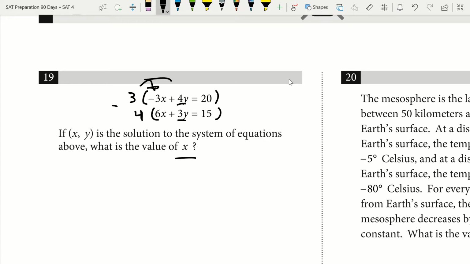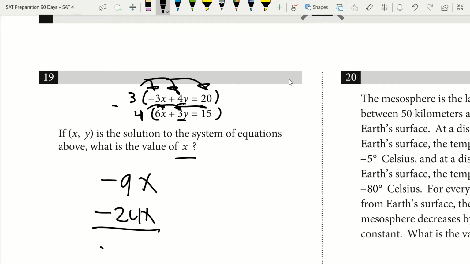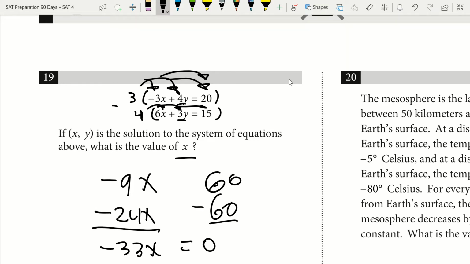Okay, so I go ahead and distribute my 3 to all these numbers, distribute my 4 to all these numbers. I'm going to have 12y minus 12y, y is going to cancel. I'll have 3 times negative 3x, that leaves me with negative 9x. Then I'll have that minus 4 times 6x, which is minus 24x. That's going to give me negative 33x. As far as my constants, I'm going to have 3 times 20, which is 60. And then I'll have 60 minus 4 times 15, which is also 60, so that's going to equal 0, which means x is going to equal 0, so my answer for 19 is 0.